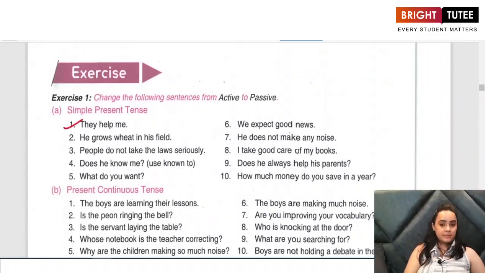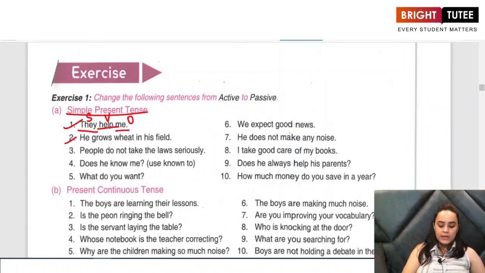They help me. Now always remember, dear students, whenever you are changing a sentence from active to passive, the first thing that you have to do is to divide it into subject, verb and object. This way it will become easy for you. They is my subject, help is my verb and me is my object. So how does it change? I am helped by them, because this is the present tense that we are changing. So, I am helped by them.